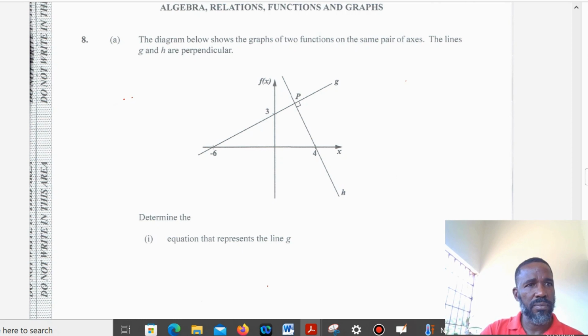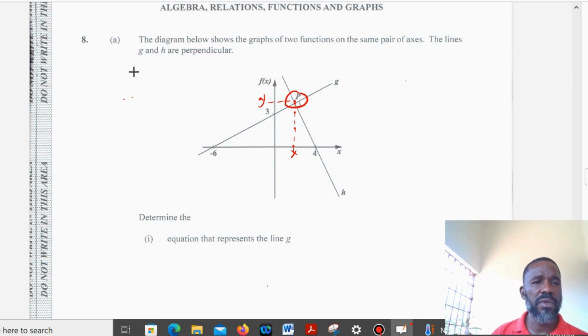So at this point, we want to find that point. Remember, we want to find the coordinates of P. That means we want to find what the x value is and what the y value is. I'm just going to use this screen rather than going back down to the question. But the question is we want to find the coordinates of P.